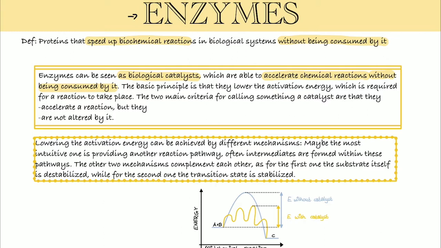The basic principle is that they are capable of lowering the activation energy, and the activation energy, as the name suggests, is required for a reaction to take place. And this is what you see here. So the two main criteria to call something a catalyst is accelerating a reaction and that it's not altered or consumed by the reaction.